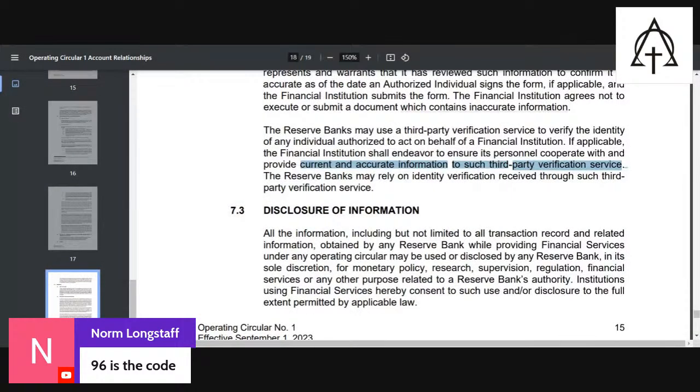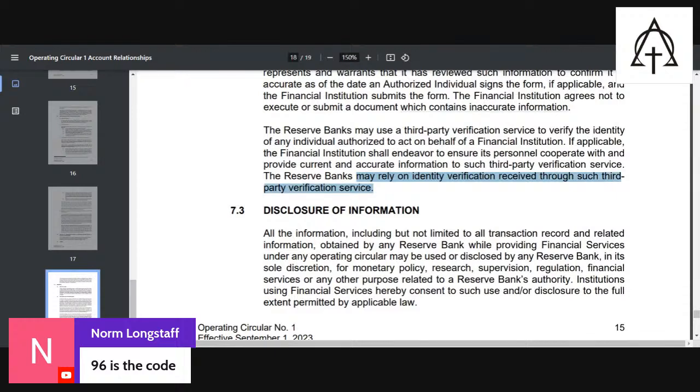Because that's all you get to do now is the accounting. And it's going to pass through you. Somebody else is going to have the directive to receive or execute or transfer, things such as that. Again, this is the importance of your private documents and having your property in escrow through a collateral statement. The Reserve Banks may rely on identity verification received through such third-party verification service.